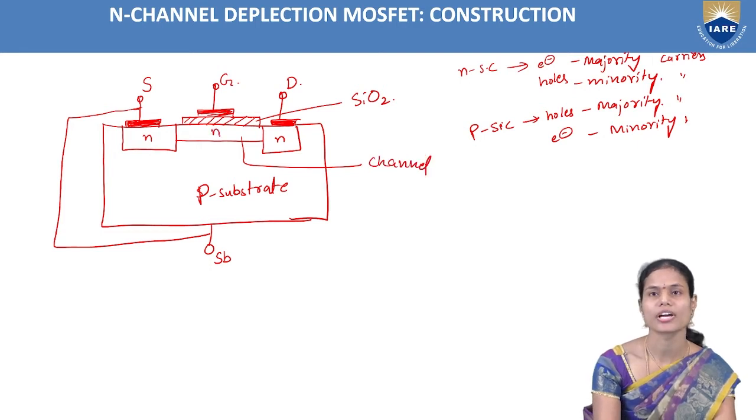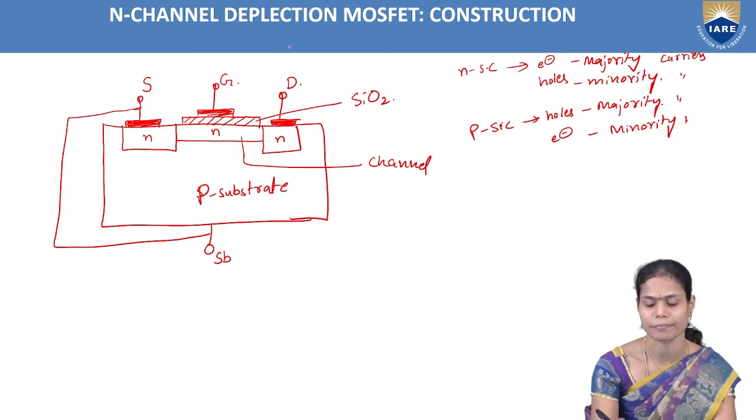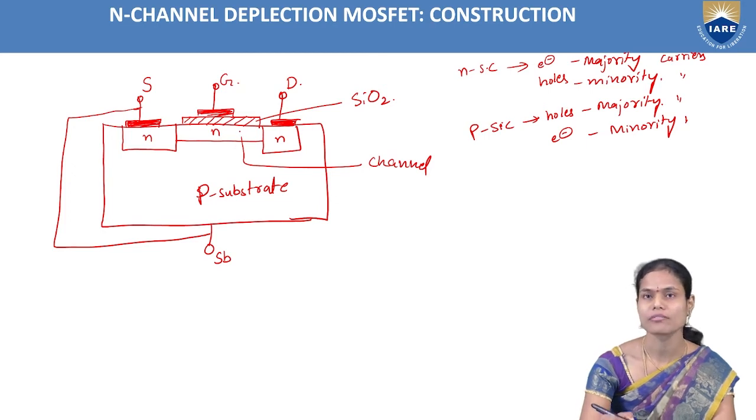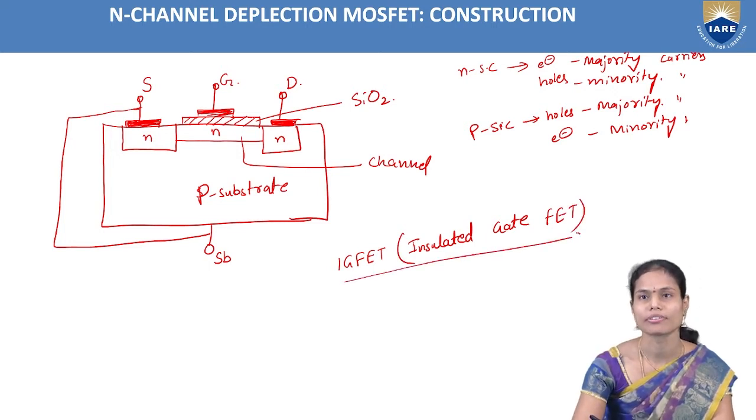So this is the N channel, because it is forming between two N type semiconductor materials. Since the channel is N type, it is named the N channel depletion mode MOSFET. The silicon dioxide layer acts like an insulator between the gate terminal and the channel. Because of that, we can also call MOSFET an IGFET, that is, insulated gate field effect transistor, because of the silicon dioxide layer between gate and channel.